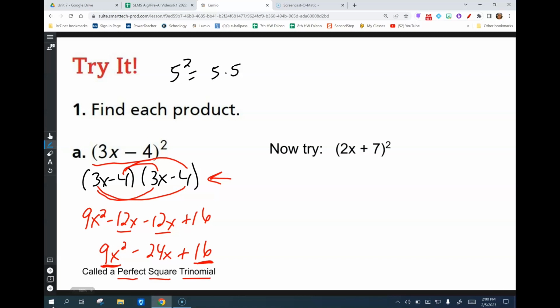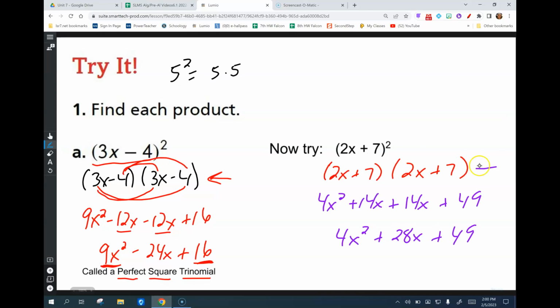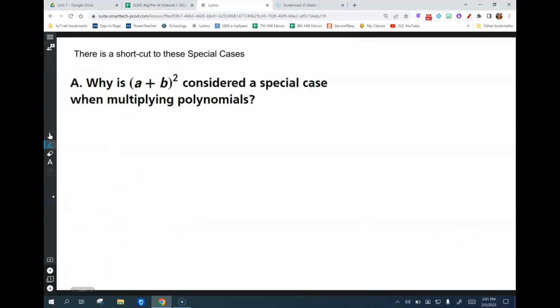So I'd like you to try this one. Just write it in your book right beside this one, 1A, and just write this out and do it. Go. So hopefully you wrote it twice, and then you came up with 4x squared plus 28x plus 49. Okay, so that is the way you can do this problem every single time. But we want to also tell you about a shortcut to this. So there is a shortcut to these special cases. That's the reason they're called special cases.